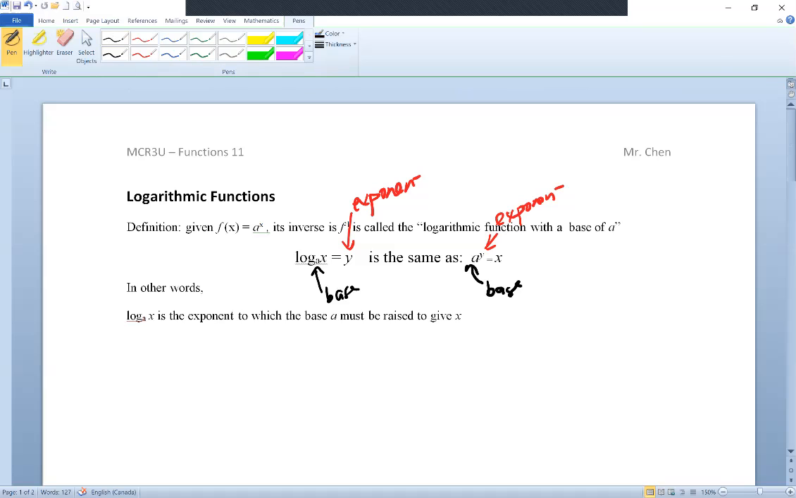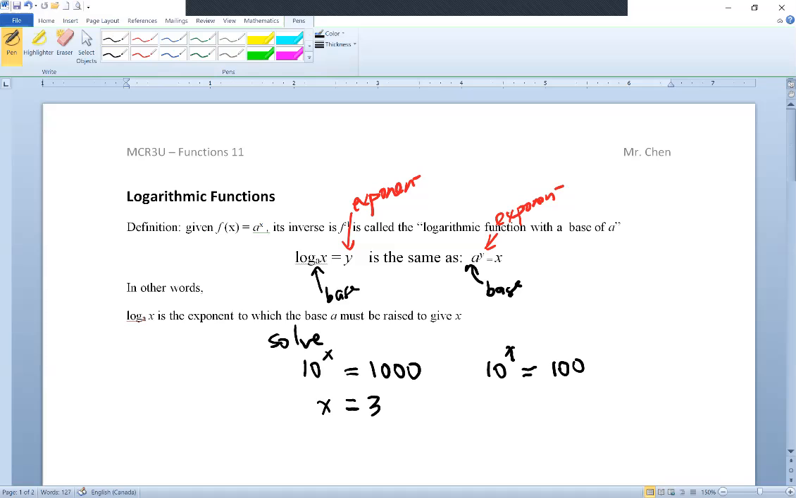A lot of you actually understand this. Solve 10 to the x, which is equal to 1,000. Most of you actually know what this is. X, because it's our unknown, is equal to 3. A lot of you actually intuitively know this. If we do a similar example, 10 to the x is equal to 100. A lot of you actually know what x is equal to, and that's going to be 2.